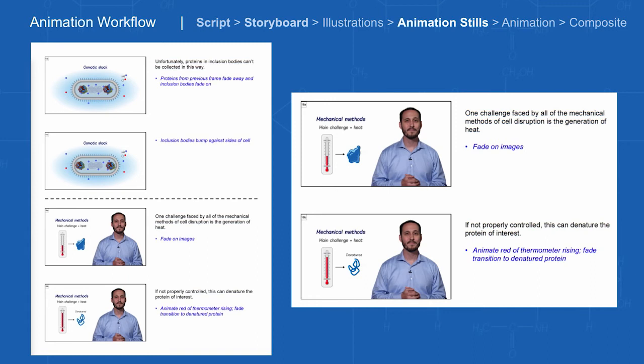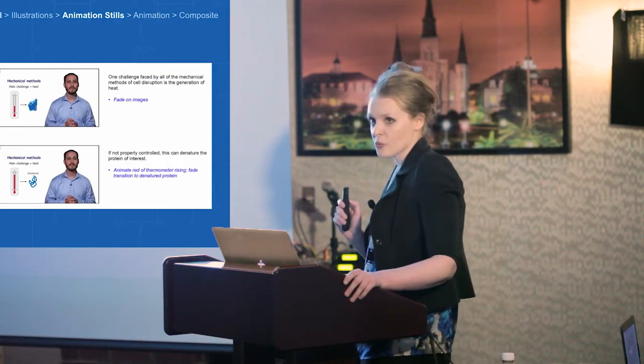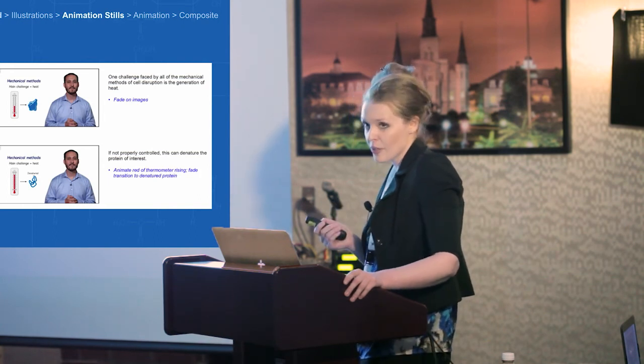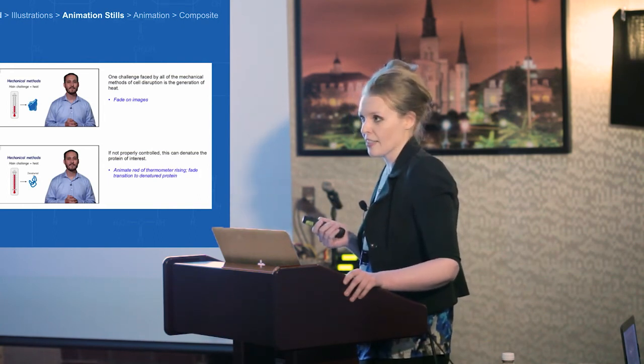So you can see enlarged here, 16A, the instructions are to fade on the images, and then 16B, animate red of thermometer rising, fade transition to denatured protein. So again, the instructors would review this document and provide feedback, and then the animators would use it as a reference to create the animations.